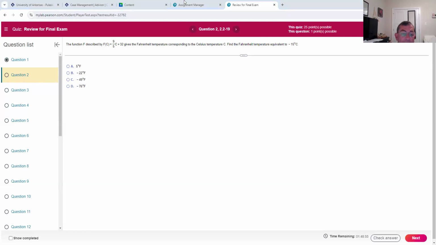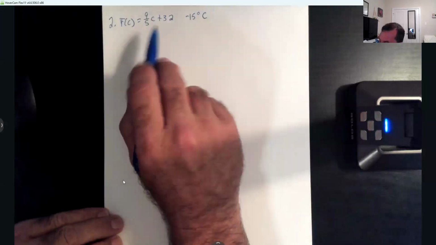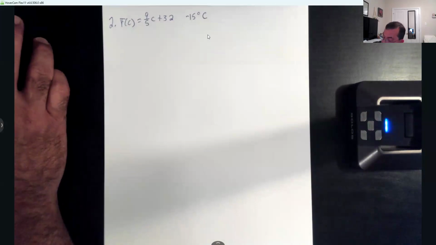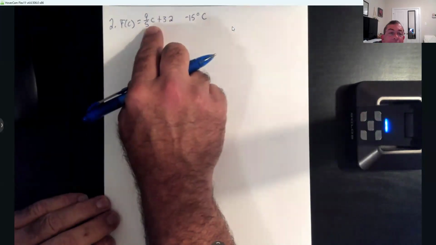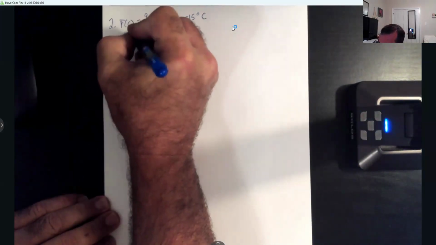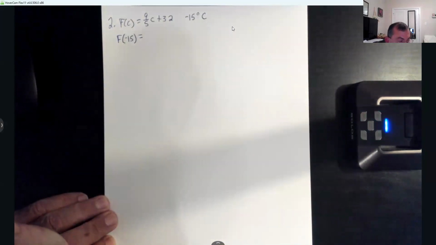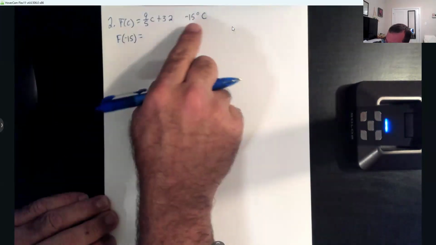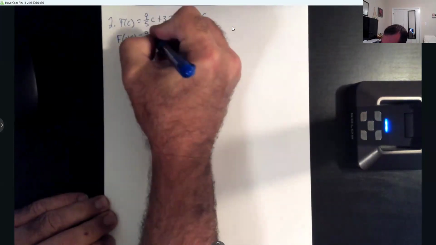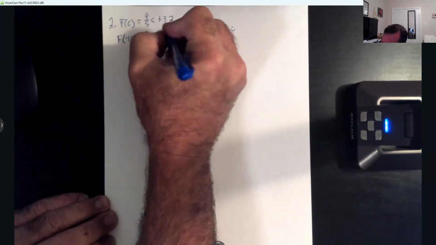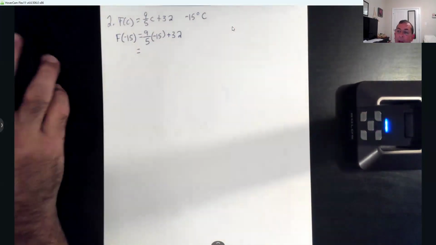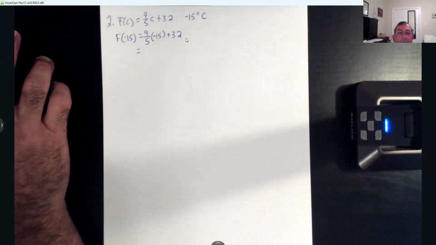Hey, also, this is basically just functions. Since they're telling me to find a temperature equal to a negative 15 C, I put in negative 15 for my C. So we're finding F of a negative 15. All right, y'all, so that gives us 9/5 times negative 15 plus 32. And y'all, at this point, I'm just going to go plug that in my calculator.